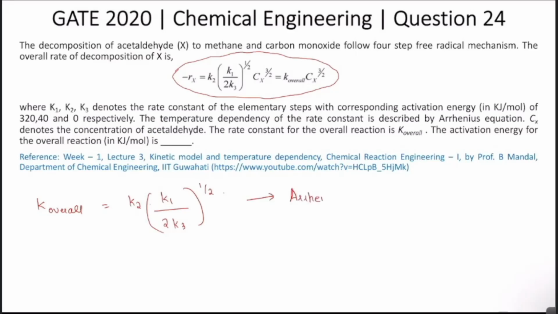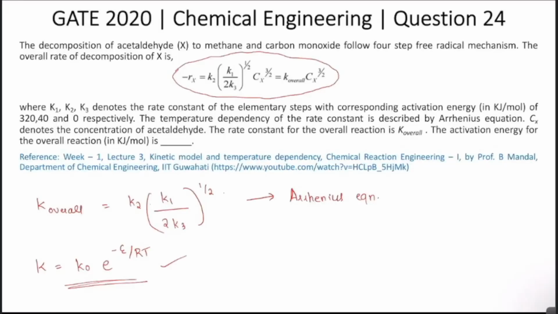It is also given that these rate constants follow the Arrhenius equation. So we can write or expand the rate constant K as K0 into e raised to minus E by RT, where E is the activation energy, R is the universal gas constant, T is the temperature and K0 is the frequency factor. So we can apply this expansion via the Arrhenius equation for all the rate constants.